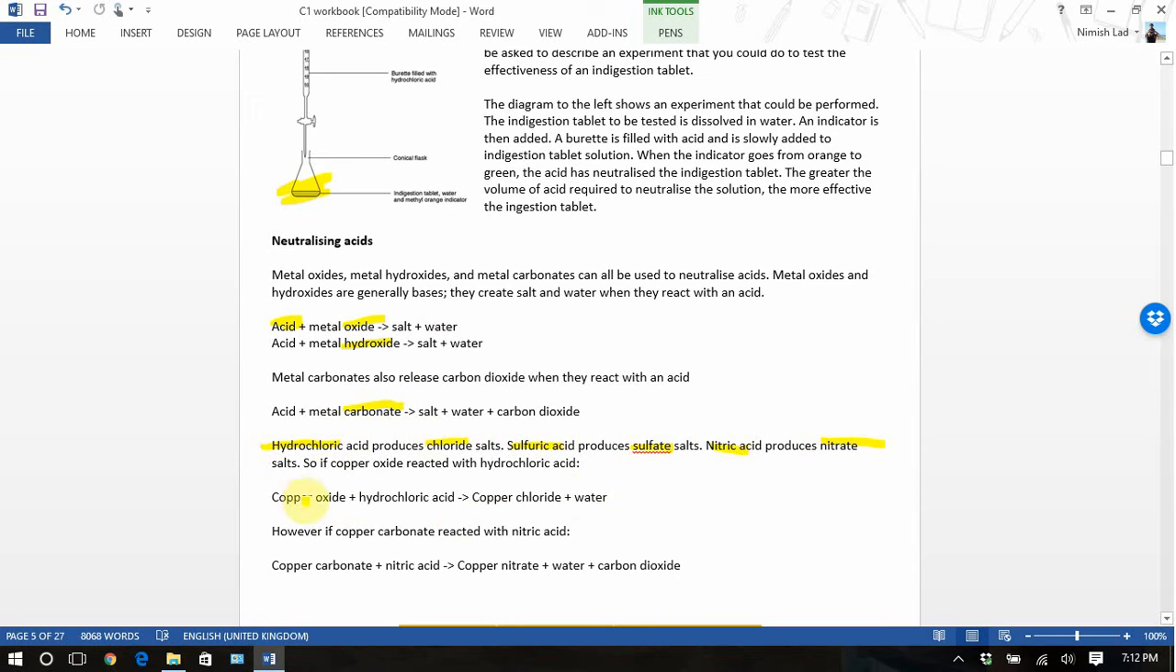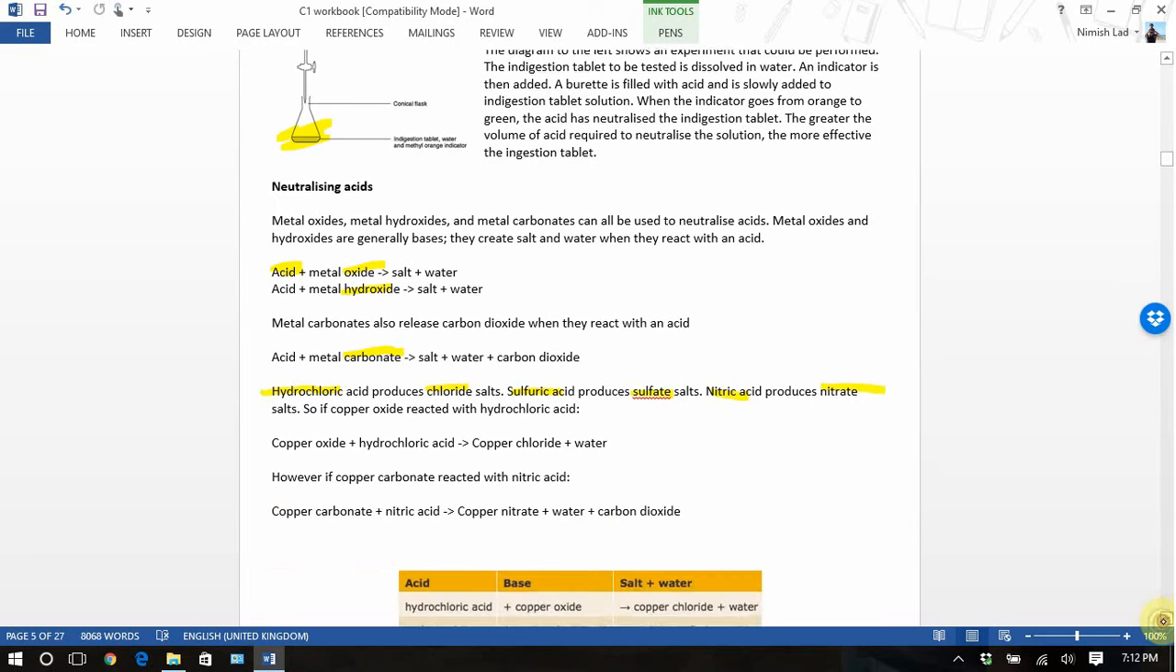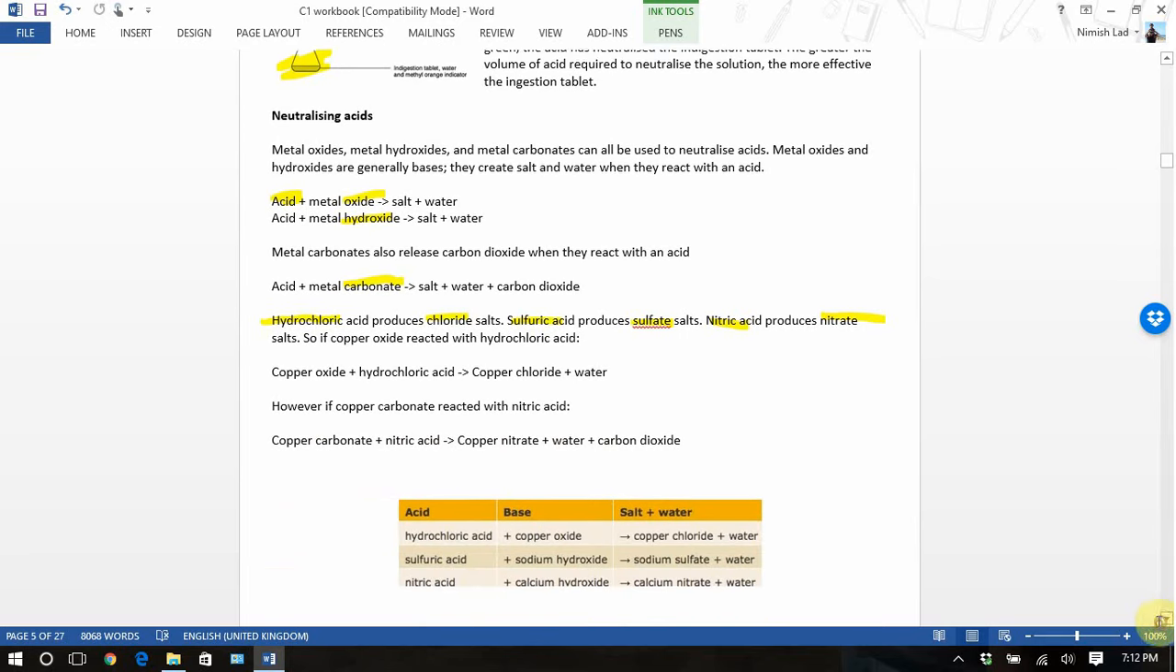However, if it was copper carbonate instead, and this time with nitric acid, copper carbonate plus nitric acid, I end up with copper nitrate, because nitric acid makes nitrate salts. Copper, because that's the metal. I end up with water still, and carbon dioxide, because it's a carbonate, so it's water and carbon dioxide. So acid plus base leads to salt and water. So here's some examples. So hydrochloric acid plus copper oxide, copper chloride plus water.